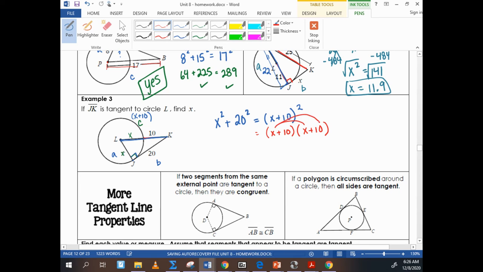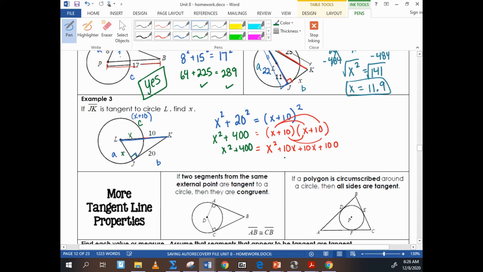x is going to distribute to both terms. Actually, let's just do this. x times x is x squared, and then x times 10 is 10x. So we have to distribute x to both terms. We've also got to distribute our 10 to both terms. So we have a plus 10x, another plus 10x, and then plus 10 times 10, or 100. Over here, that still is an x squared. 20 squared is 400.